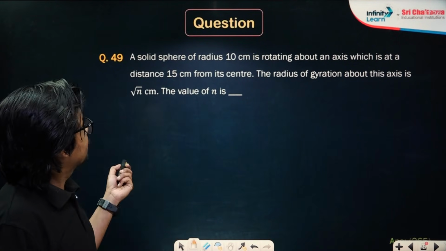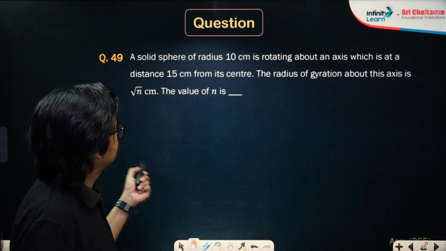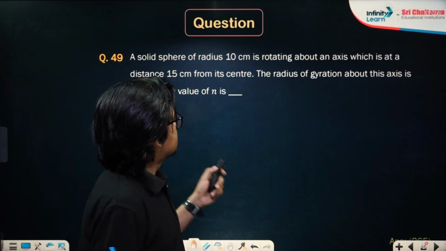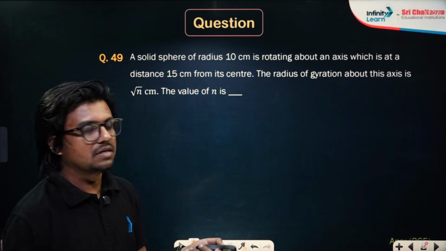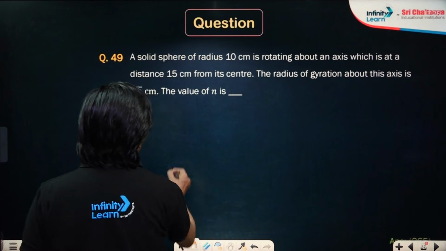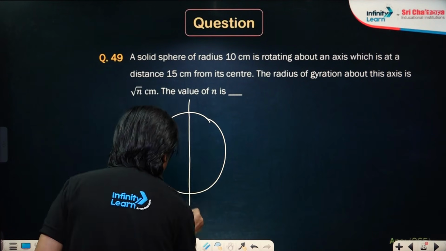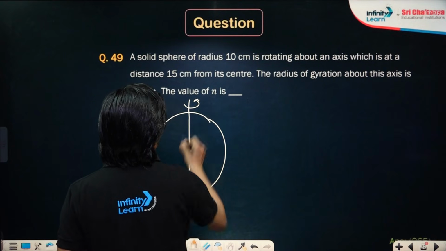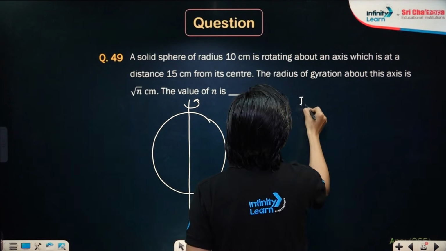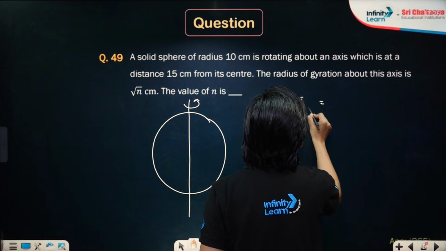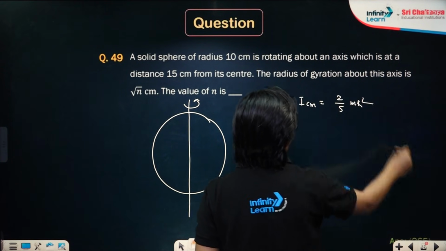Next one, a solid sphere of radius 10 centimeter is rotating about an axis which is at a distance 15 centimeter from its center. The radius of gyration about its axis is square root of n centimeter. The value of n is. So suppose this is the sphere. For this sphere, the diameter is this. Moment of inertia about the diameter, let me write ICM, is equal to 2 by 5 of mr square.